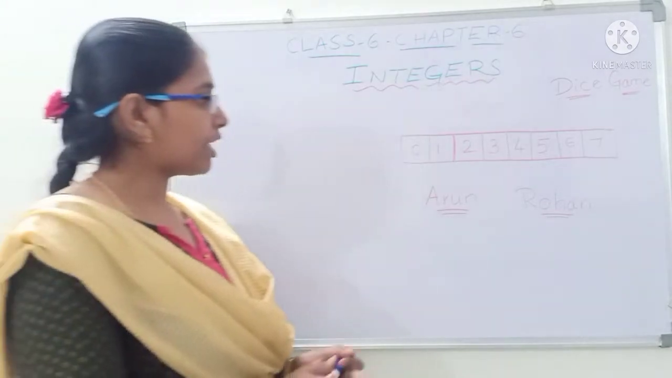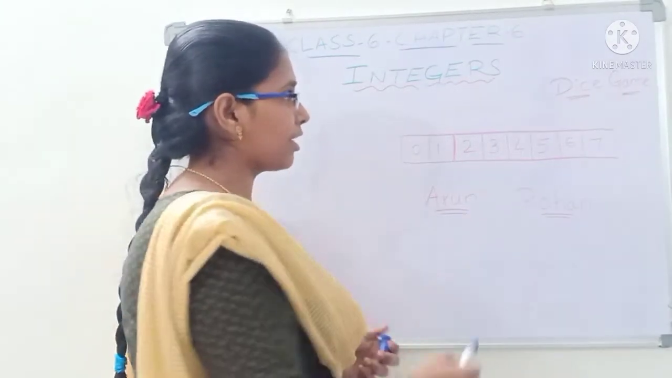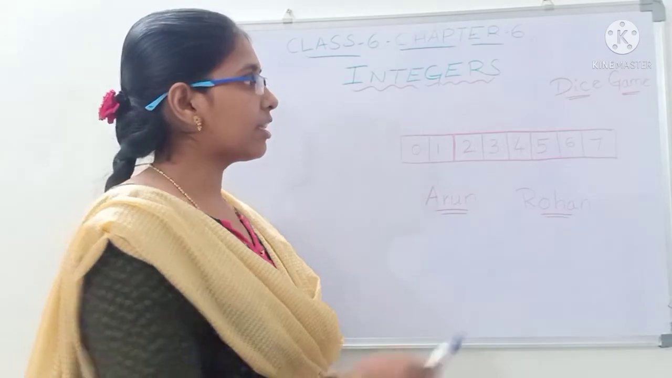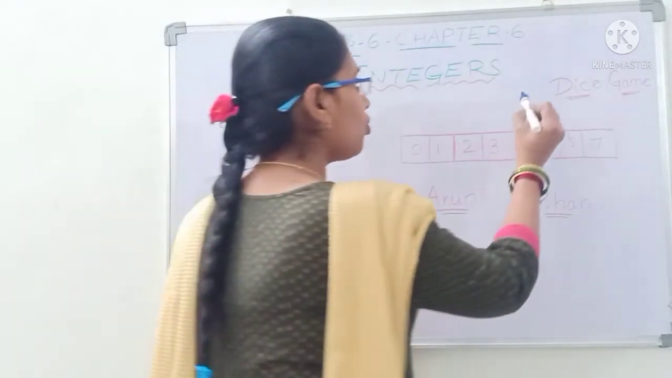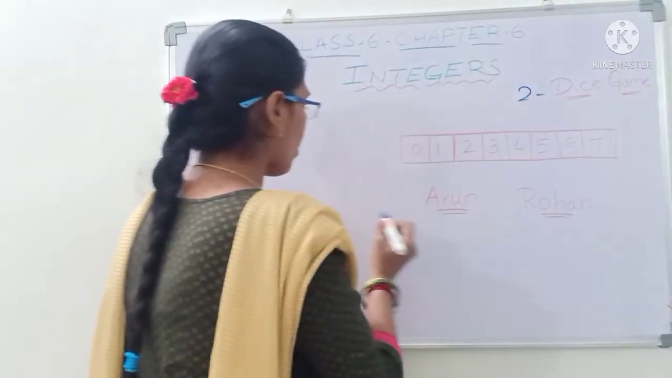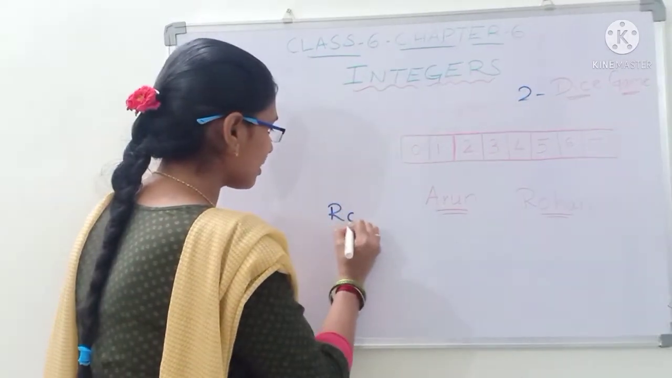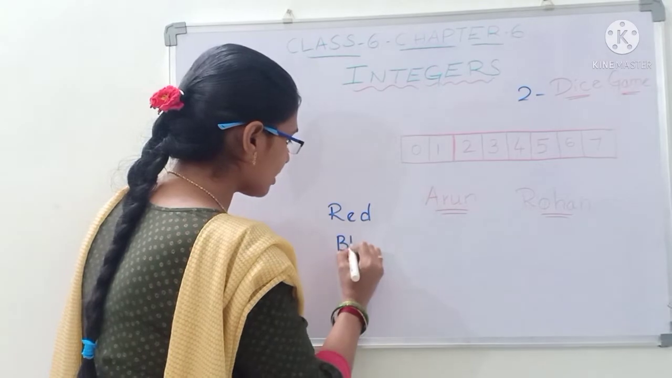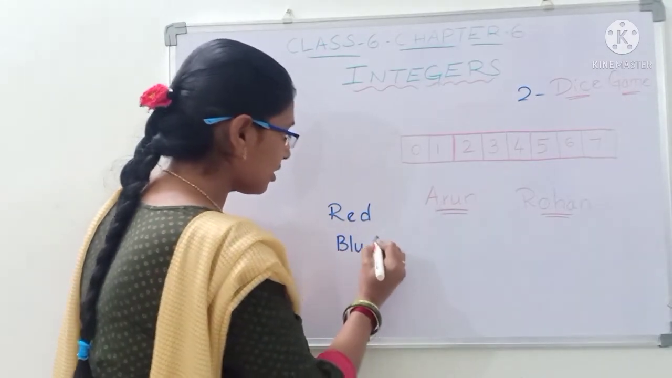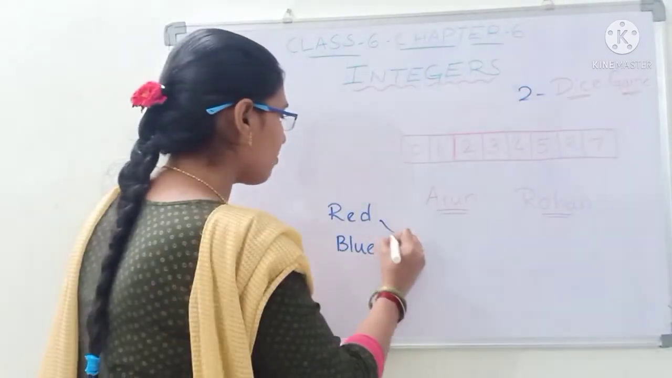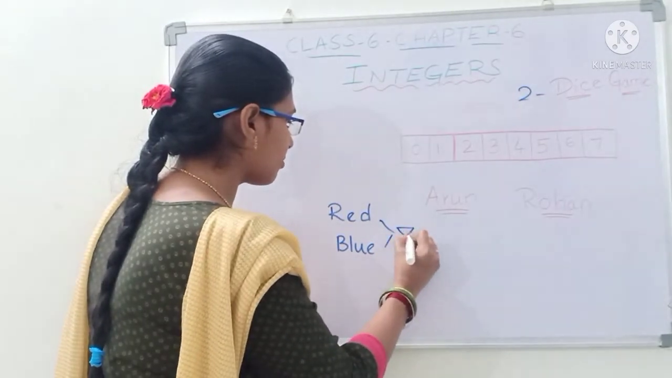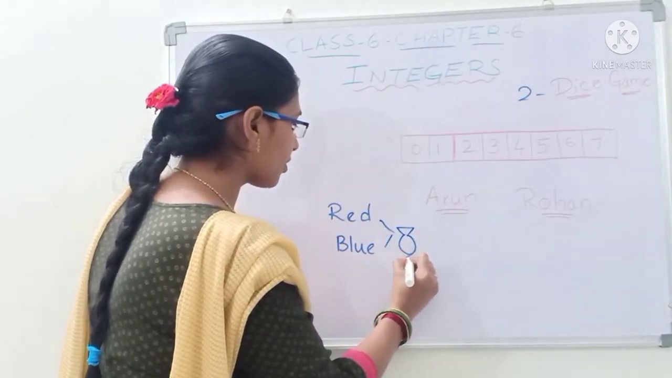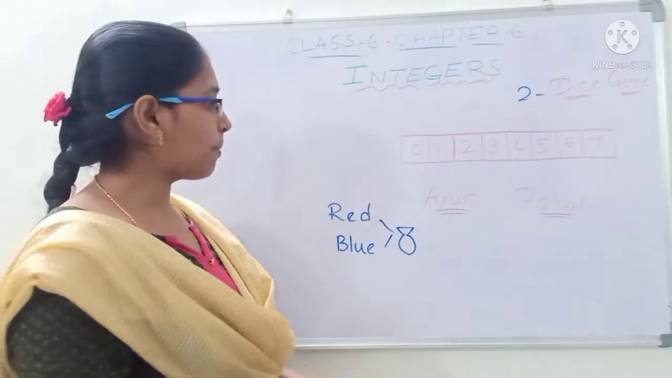There are two friends, Arun and Rohan. They are playing a game, children, that is a dice game. There are two dice in this game. One is a red dice and one is a blue dice. These two dice will be placed in a bag, and these two should pick a dice.